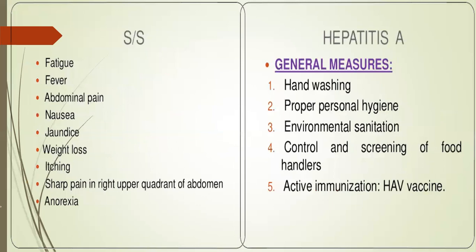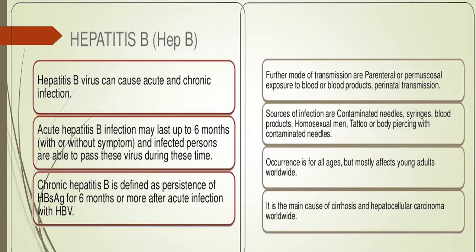Some symptoms are fatigue, fever, abdominal pain because that is a liver problem, nausea, jaundice, killing of more red blood cells and producing fewer, itching, sharp pain in the right upper quadrant of the abdomen, and anorexia. All these are symptoms of hepatitis A. Then we can take measures like hand washing, proper personal hygiene, environmental sanitation, control and screening of food, and active immunization. Active immunization means a vaccine is given for its prevention.